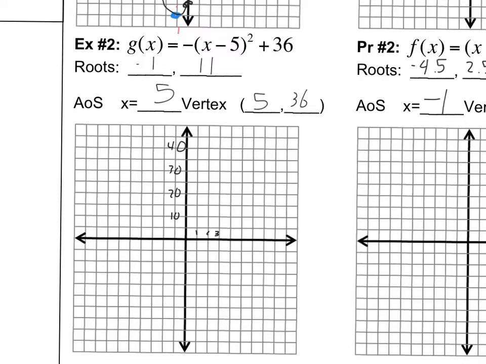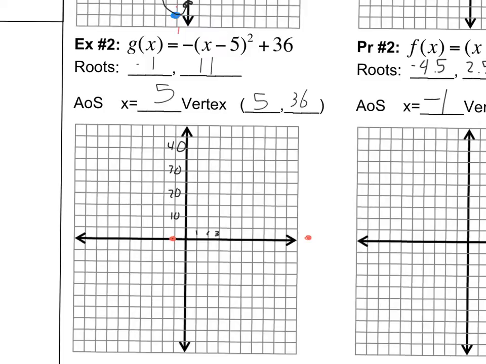Let's do my roots in red again. So here's negative 1, and then 11 would be slightly off the graph, and that's okay if I'm just 1 off the graph. I could just put a 1 out, one away on the edge of the graph. So there's my roots. And the vertex is at, let's do the axis of symmetry first.